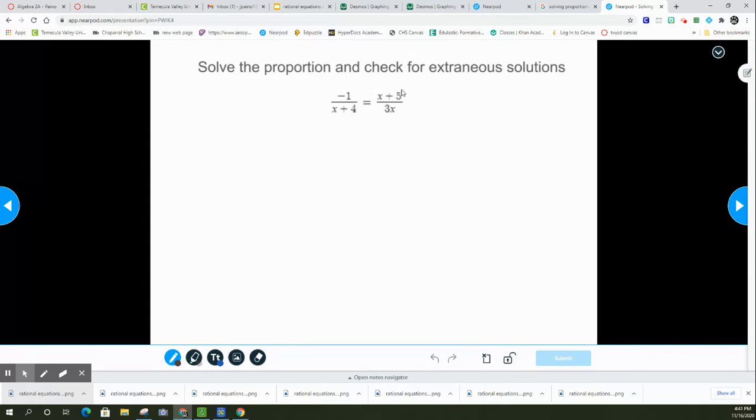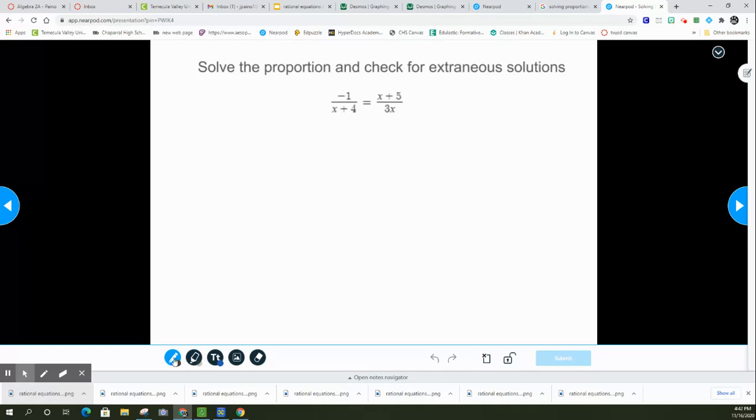All right, so again here, solve and check. So on this one, I'm going to have to check, because I have x's on the bottom. So if I get the answer x equals negative 4 or x equals 0, then that's going to be an extraneous solution because that makes the original problem 0 in the denominator.